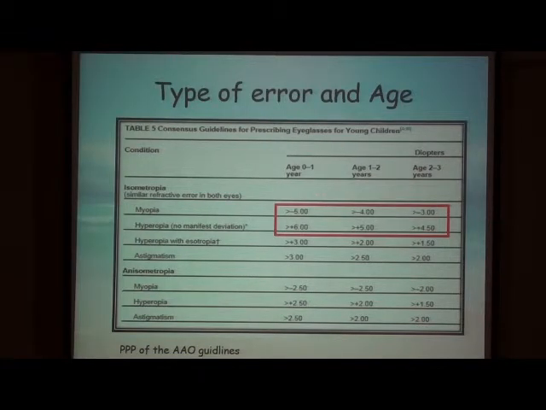In the second year, up to 5. In the third year, up to 4.5. And for astigmatism, I can go up to 3 in the first year, then up to 2.5, then up to 2. This is assuming there's no other abnormality, no strabismus, nothing else in the case.